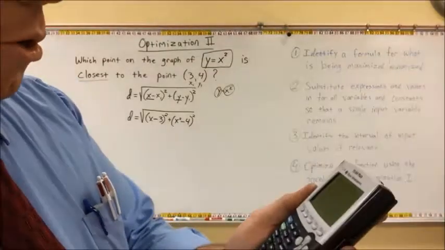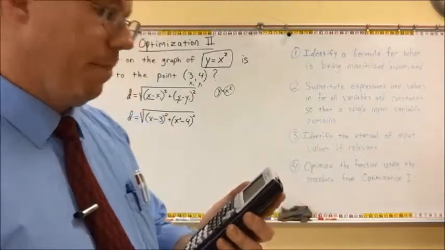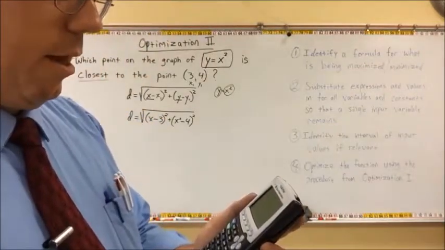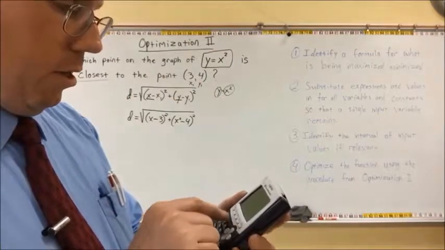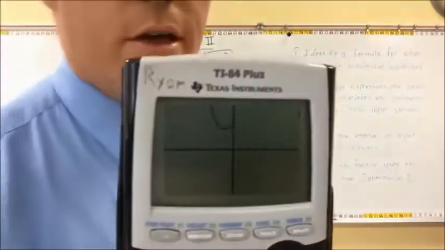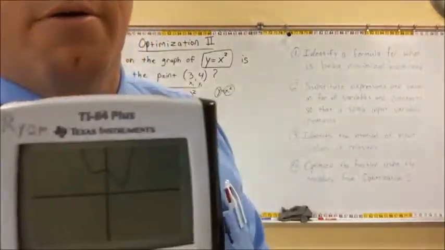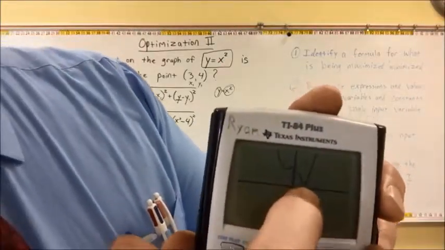Okay, and now we're going to hit graph. I need to hit zoom 6 so I can get the regular window, whoops, wrong button, zoom 6. All right, and now it's going to draw the graph. There we go. Now, do you see the low point right here? That is the minimum that we're looking for.